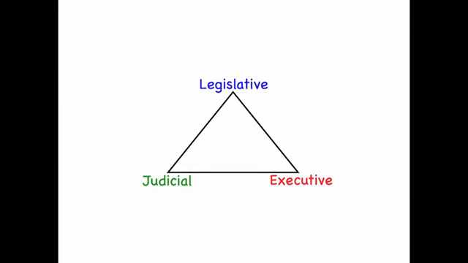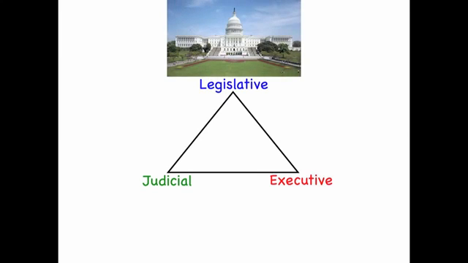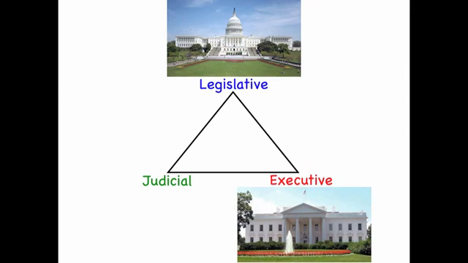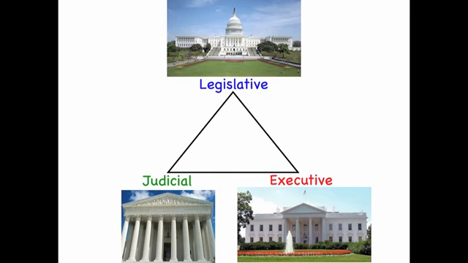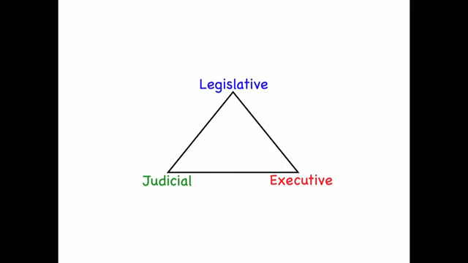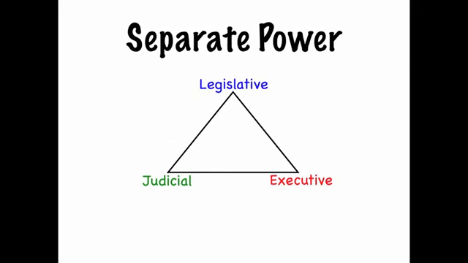The U.S. government has three branches, or three parts. These include the legislative branch, led by Congress, the executive branch, led by the President, and the judicial branch, led by the Supreme Court. The Founding Fathers feared giving one person or one group of people too much power, so they created three branches of government in order to separate power.